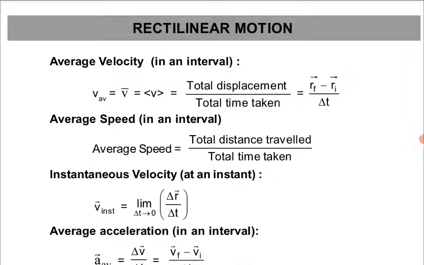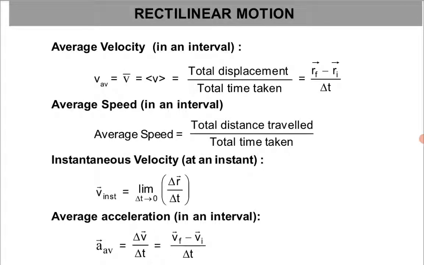Now in this video, I am going to revise all the important formulas in the kinematics section. So let's start. First is rectilinear motion, average velocity in an interval. Average velocity equals total displacement upon total time taken, that is equal to r final minus r initial upon delta t. Average speed in an interval is equal to total distance travelled upon total time taken.